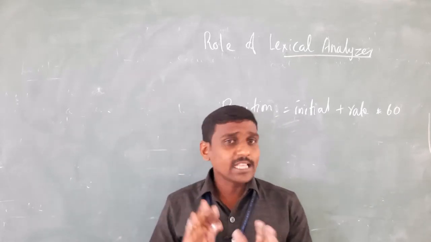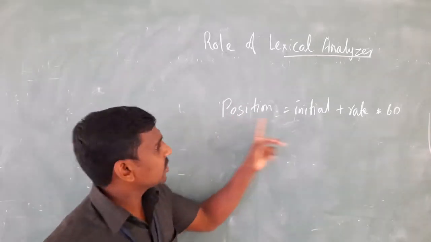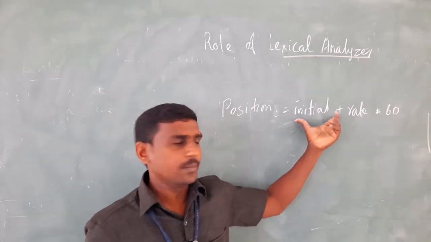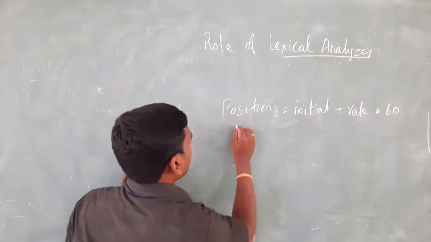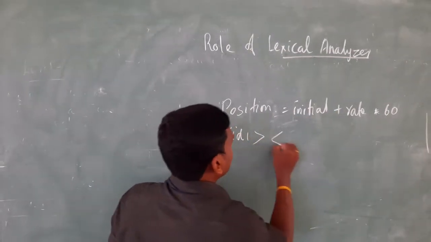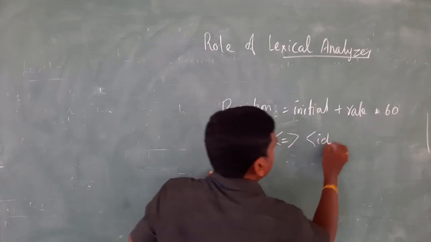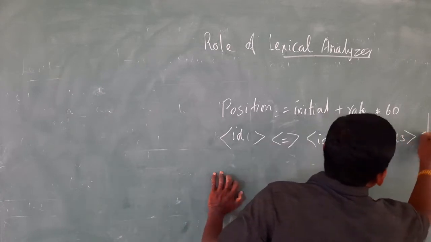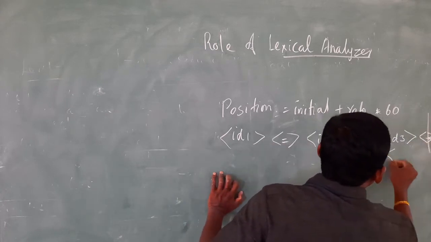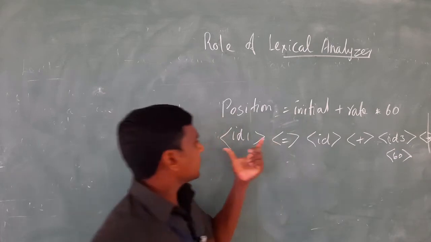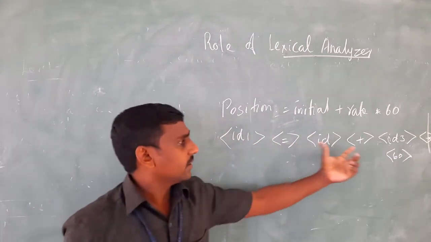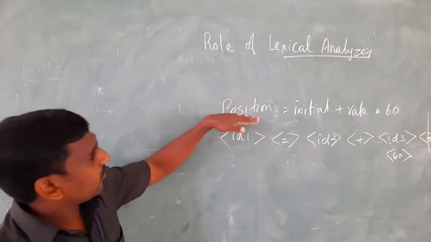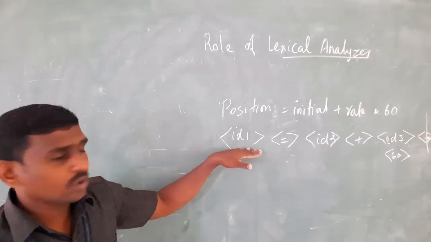Clear? One example I have also given: position := initial + rate * 60. This is one line of source program, and it is converted into tokens like ID1 = ID2 + ID3 * 60. This is the way the source program is converted into tokens.